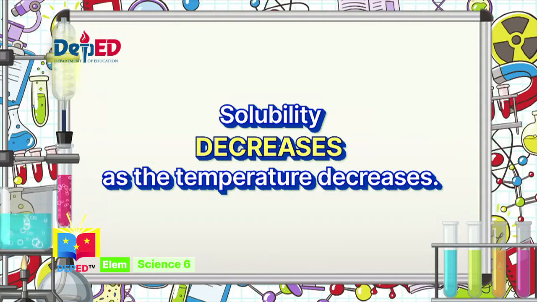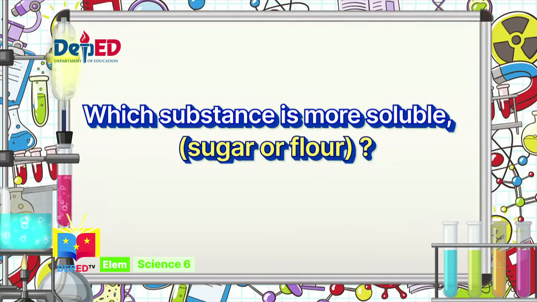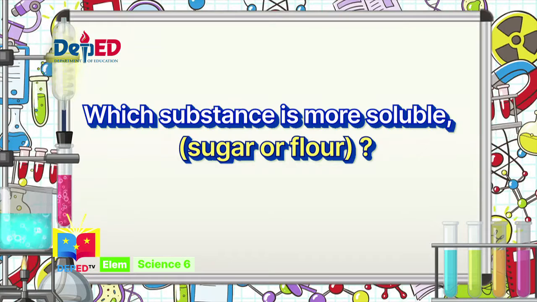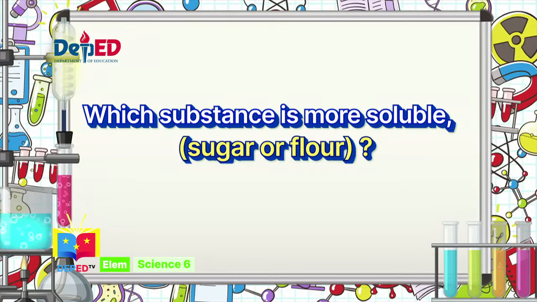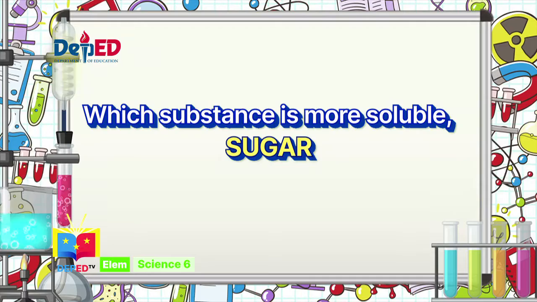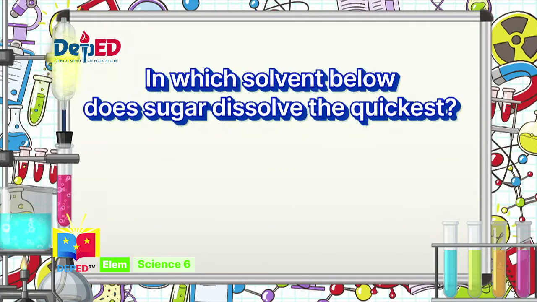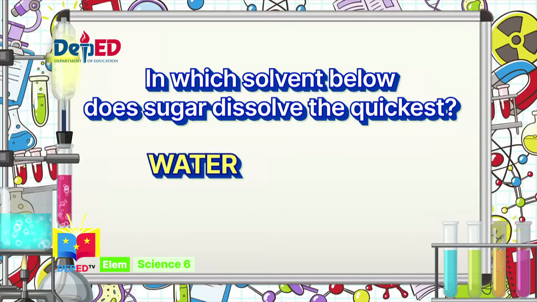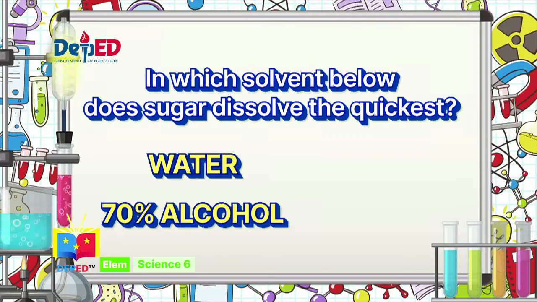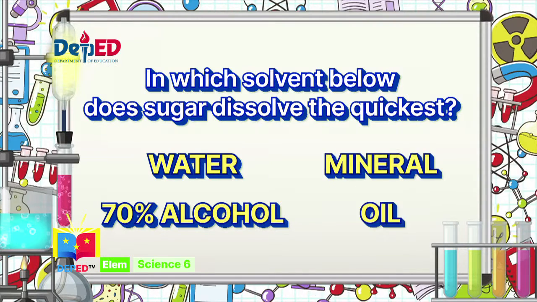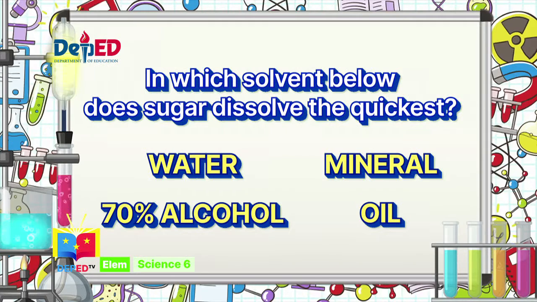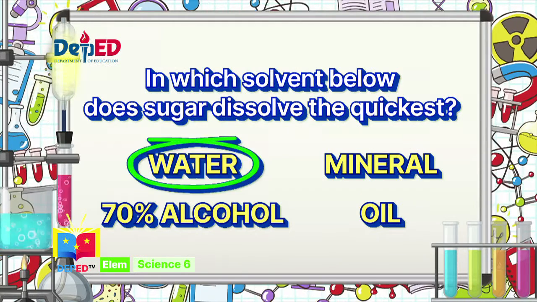Number 3. Which substance is more soluble, sugar or flour? The correct answer is sugar. Number 4. In which solvent below does sugar dissolve the quickest? Water, 70% alcohol, mineral oil, or oil? The correct answer is water.